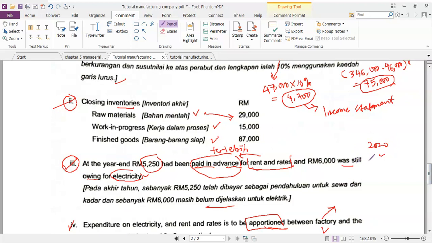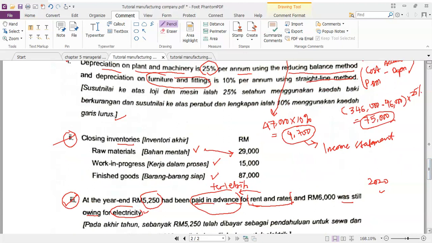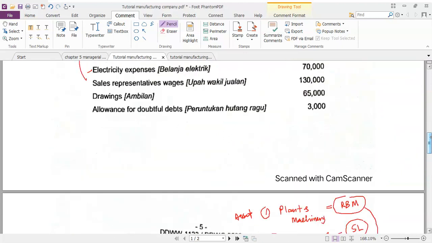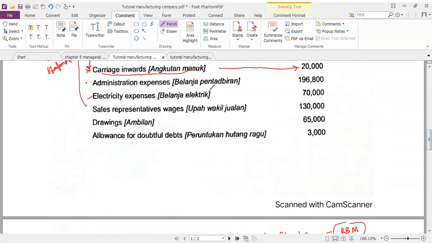How about still owing? Should we add on or should we minus it? We have still owing 6,000 of electricity. Let's look at how much is the total expenses for electricity. 70,000, right? If there is excessive, we should minus. If there is still owing, amount that we have not paid yet, kita kena tambah ke kena tolak? What is your opinion? Minus.